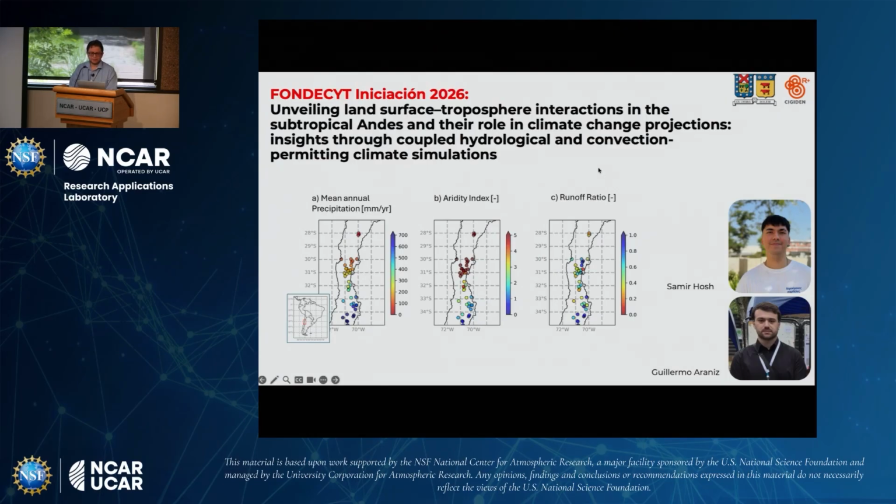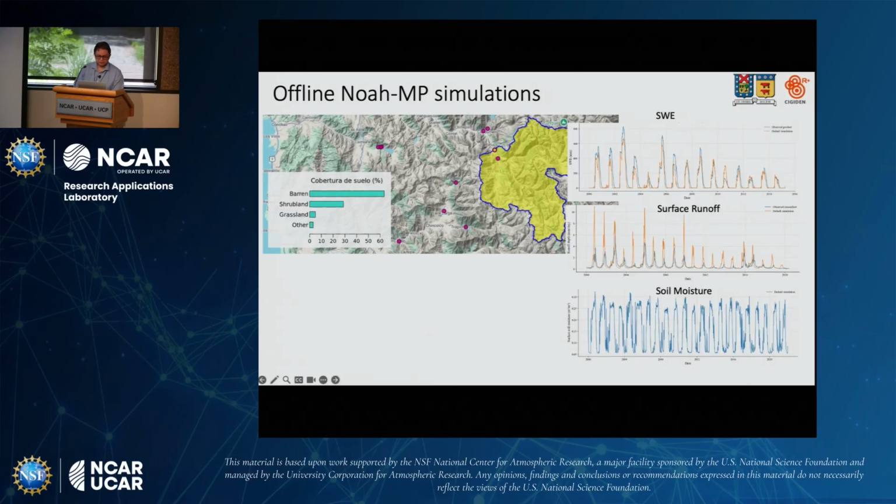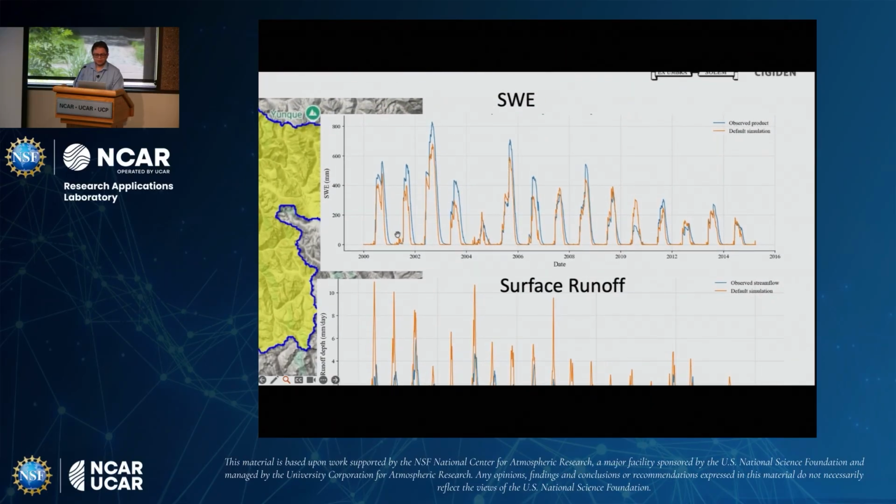And finally, I'm here because of my initiation project, where we want to study the impacts of using coupled land surface simulations, going back to convection-permitting simulations, using WRF-SAC as a benchmark. So I have two students working here, and we have just preliminary results in one small basin, mainly barren, in the arid Andes subtropics. When you look at how the model performs for snow water equivalent, this is Noah-MP simulations forced with WRF-SAC simulations, and you see a good agreement between the snow water equivalent reanalysis and the Noah-MP simulations.